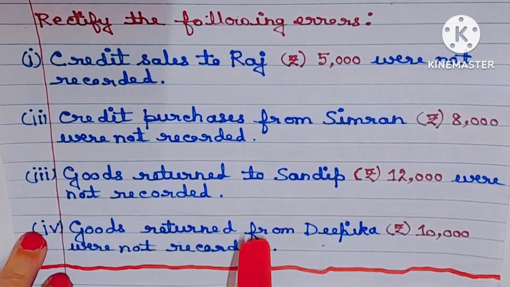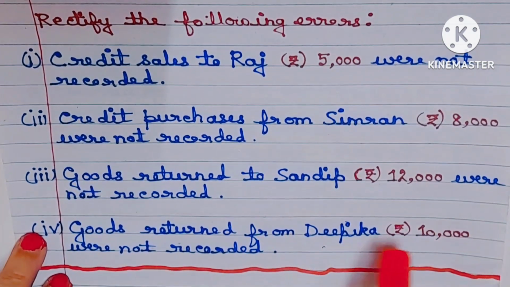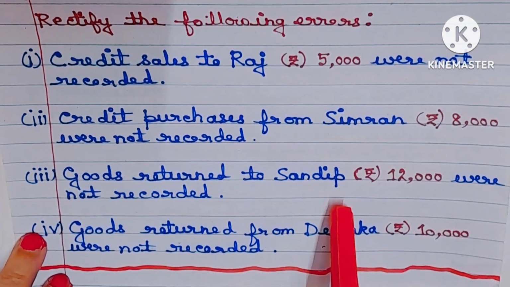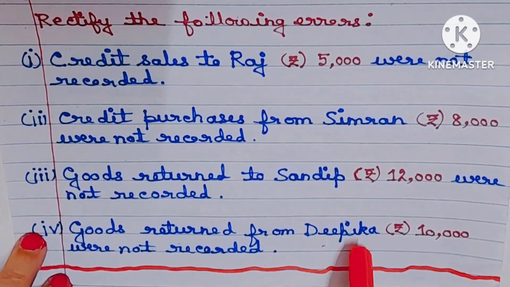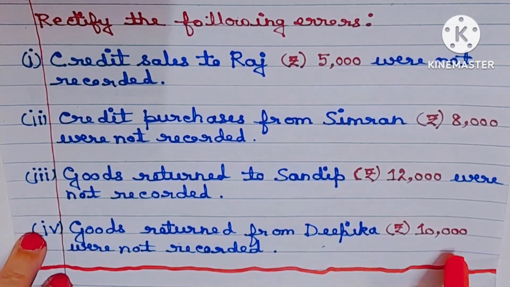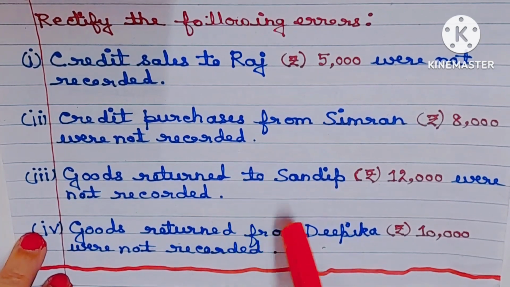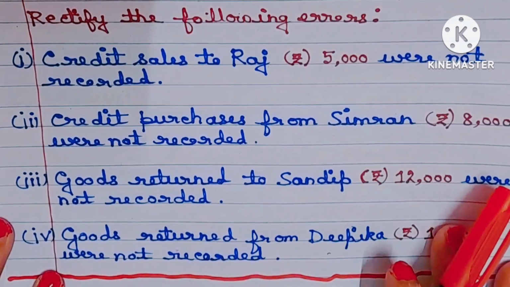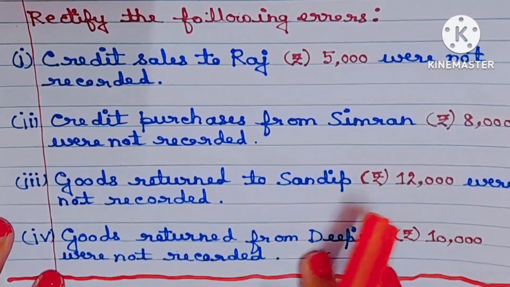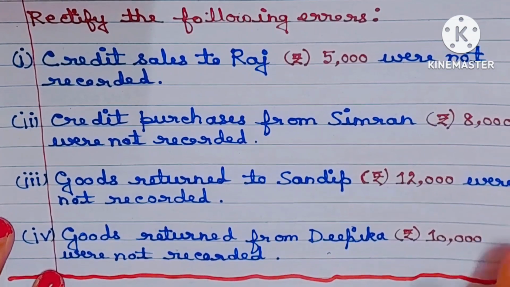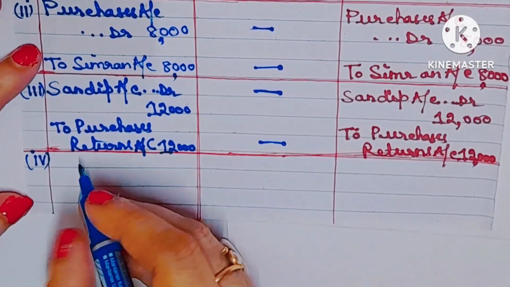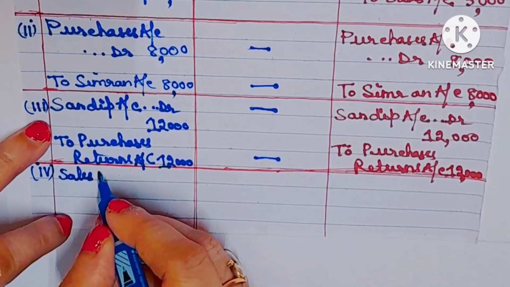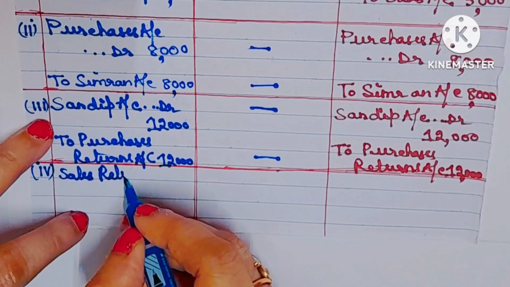So, goods returned from Deepika rupees 10,000. What will be the journal entry? The journal entry will be sales return account debit or returns inward account debit rupees 10,000 to Deepika account rupees 10,000, because sales return is also known as returns inward. Okay, understood? So let's write sales returns account debit to Deepika account rupees 10,000 in the correct entry. The last one, let's write the correct entry. Sales returns account or returns inward account. Okay, both are correct.